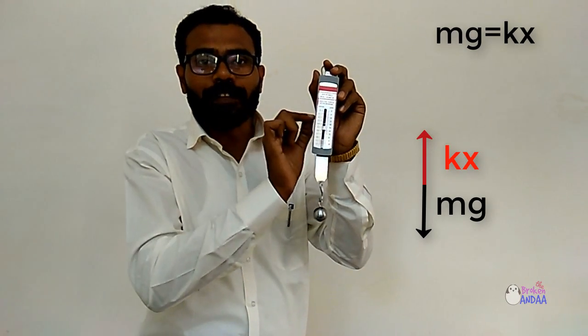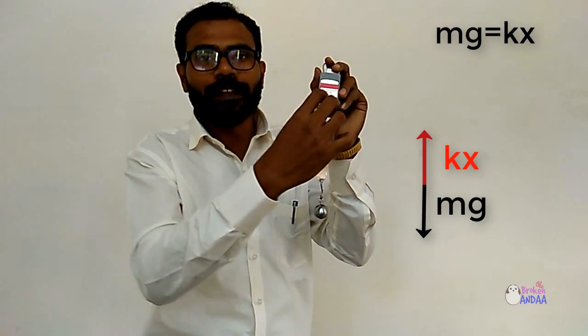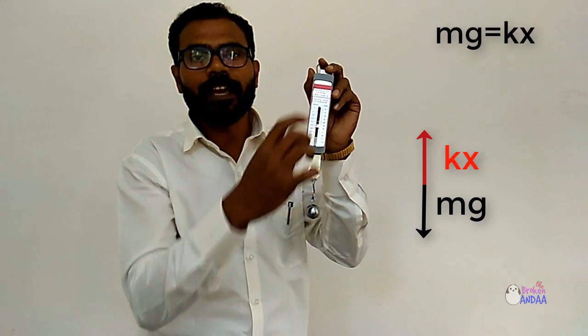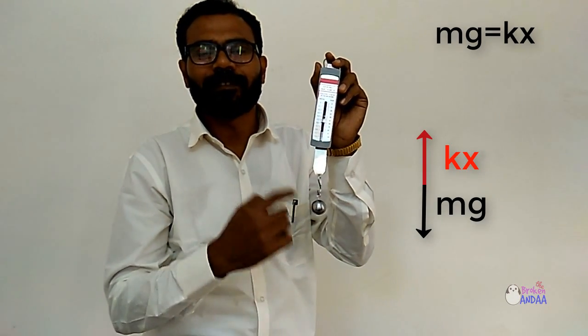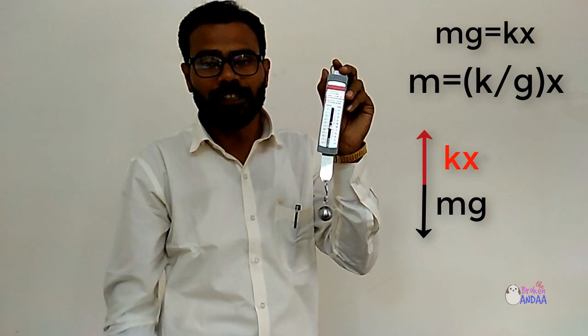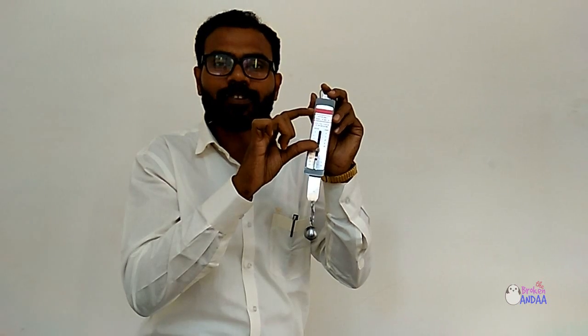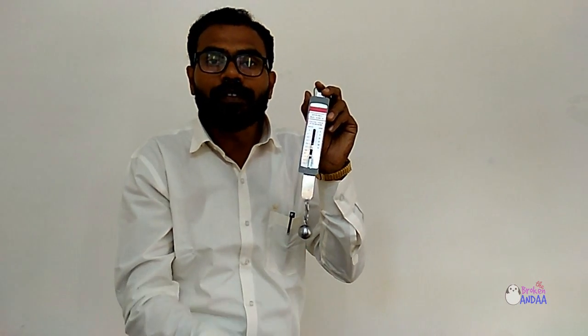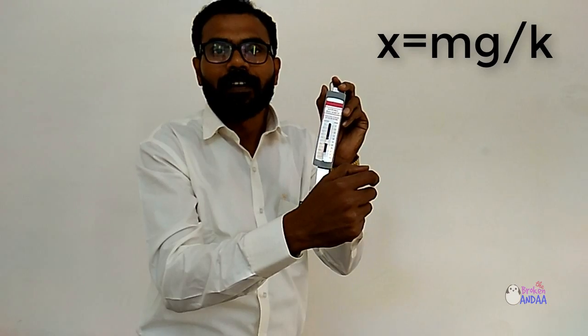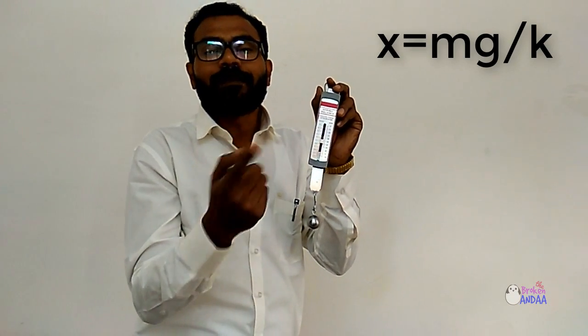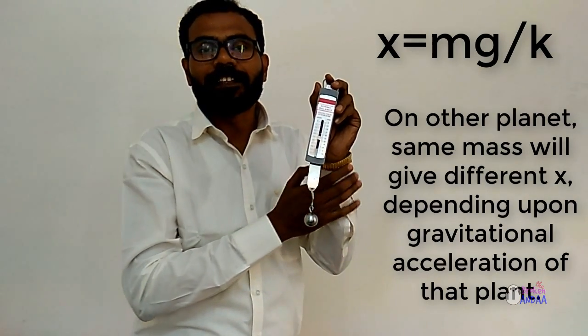If we know k for the spring, then by just knowing the stretch in the spring, we can find out how much mass is present here, because we also know g. But what will happen on the moon? The stretch of the spring actually depends on the force acting on it, not the mass only, right? I can write x is equal to mg upon k, right? So on another planet g will change, and that's why x will change.